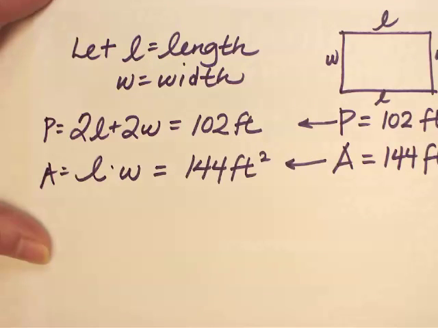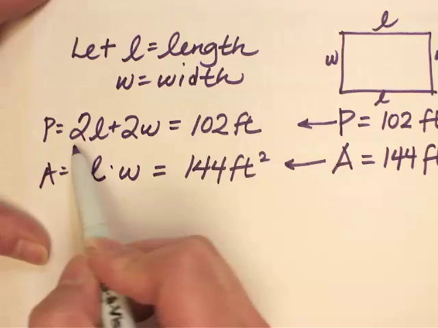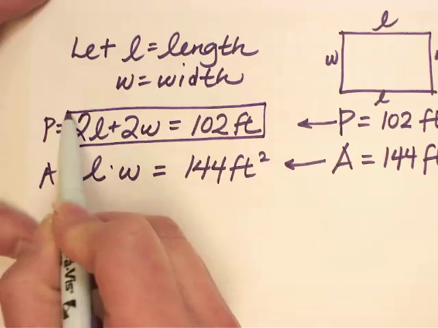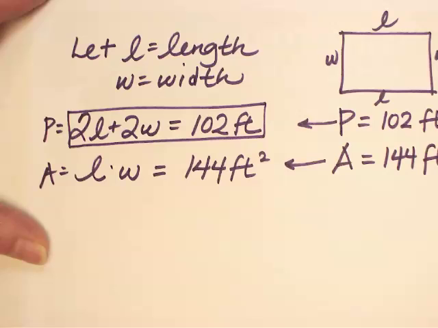Now we're going to go ahead and solve. If you take a look, I have 2 variables with 2 equations. So this is a system of equations. Basically what I'm going to do is solve one and replace it in the other, otherwise known as substitution. So I'm going to use my perimeter formula here, and let me solve for one of the variables. I'll solve for L in this case.